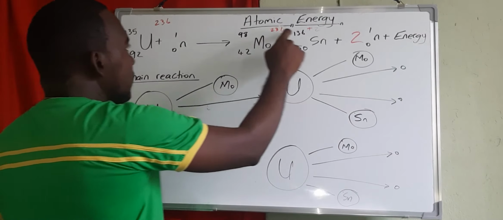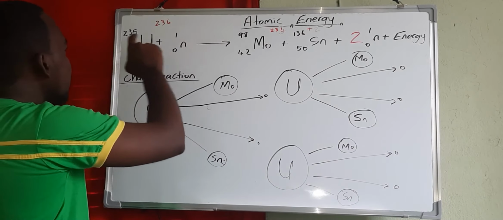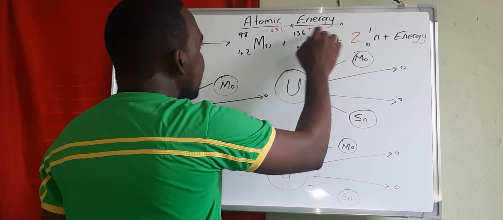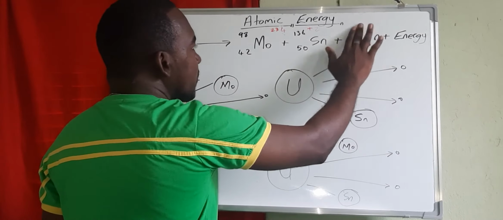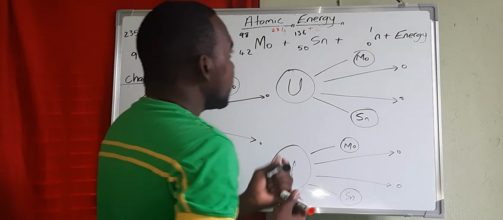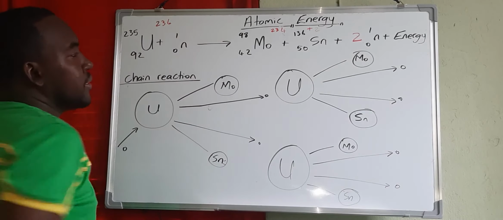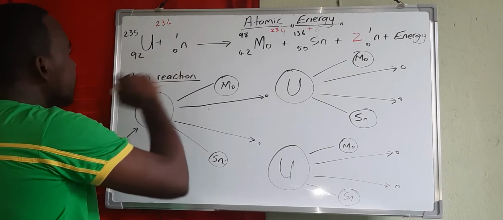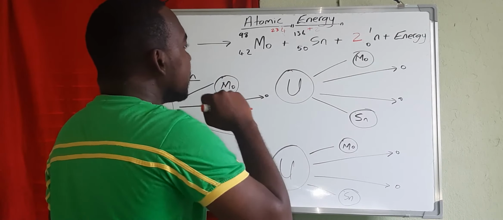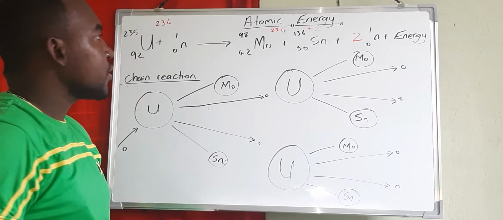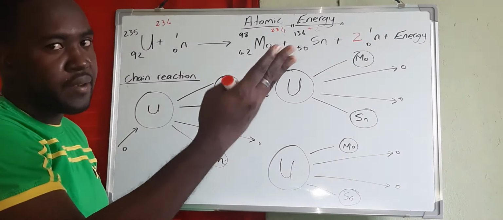Now, if we add our top numbers, we get 236, because 235 plus 1 gives us 236. On the other side, the top numbers add to 234, but we only have one neutron here, so that means we put 2 here, so we can add 2 to it to get the 236. And then the bottom numbers: 92 plus 0 is 92. 42 plus 50 plus 2 times 0, which is 0, we get back 92. So all atomic numbers and all mass numbers should be equal on both the left and the right.